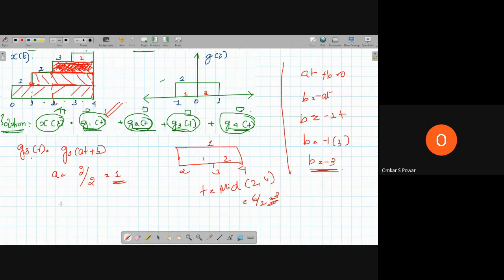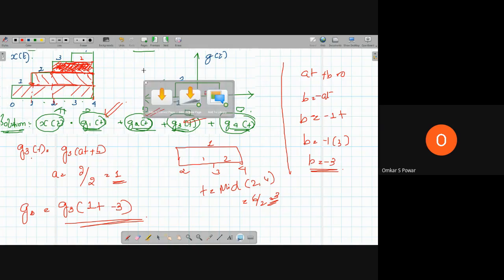So substitute this. G3 of T is 1 times T minus 3. So this is how you get the value of G3. Now we have finished G2, we have finished G3. So what is remaining? G4. Now we will solve for G4 and add everything together at the last. Okay. 1 minute.